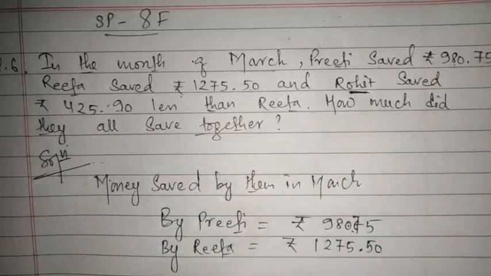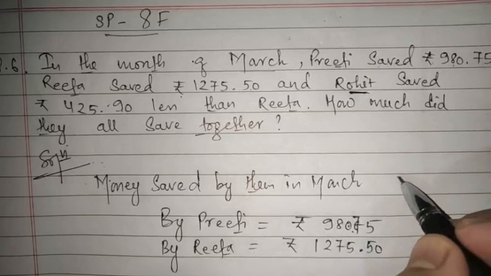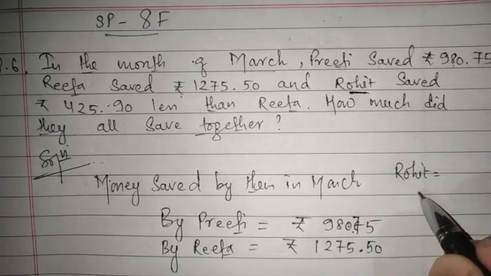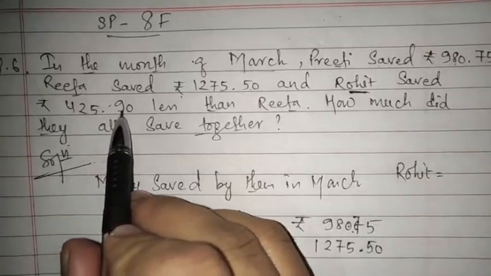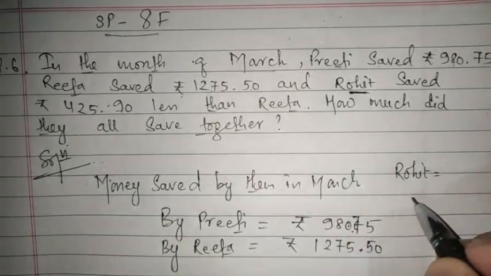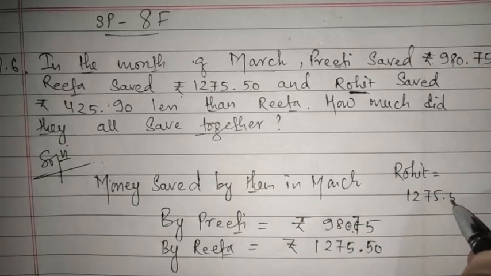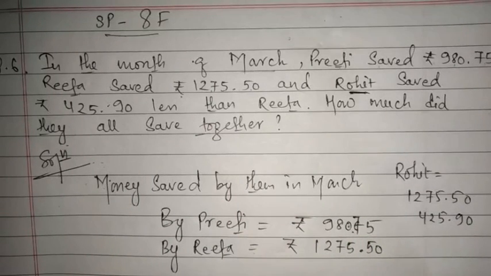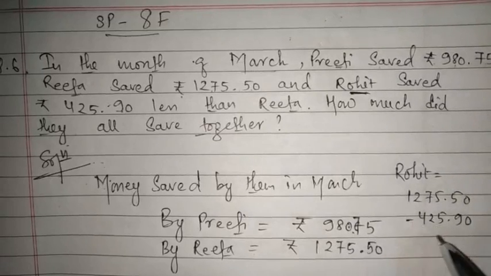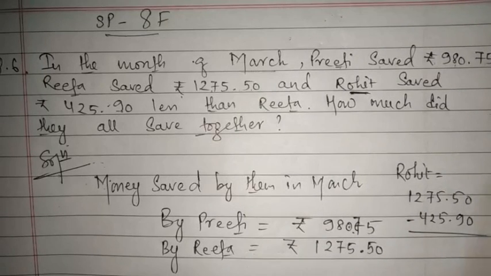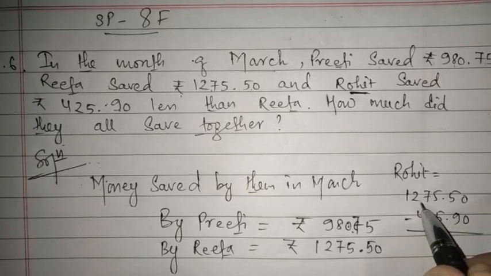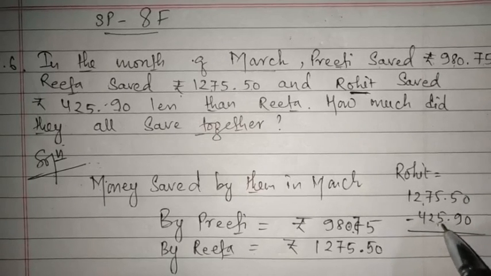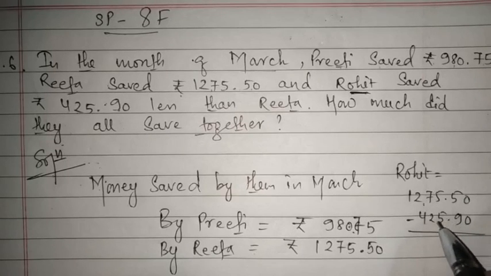First of all, let's do a calculation for Rohit. Rohit saved 425.90 less than Rita, right? So 1275.50 minus 425.90. You have to subtract. What it means is, Rita is saving this amount, and by this much less amount is saved by Rohit.